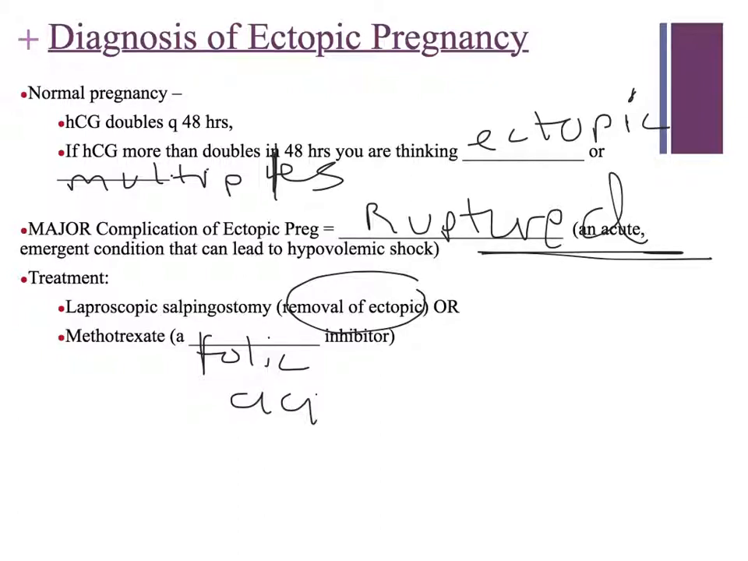And we know that folic acid is feeding and nourishing that embryo. So if we give her a folic acid inhibitor, we're going to cause the blood to that fetus, that embryo to diminish, and it will cause her to miscarry that ectopic, which is what we want. It's not safe to continue.